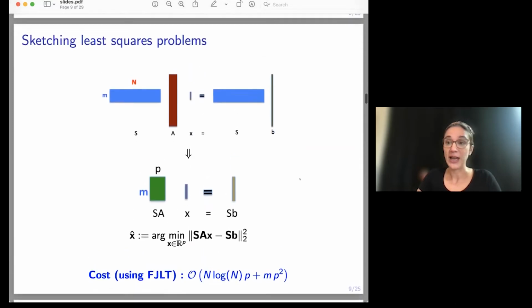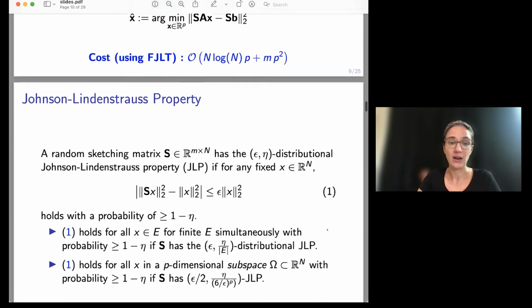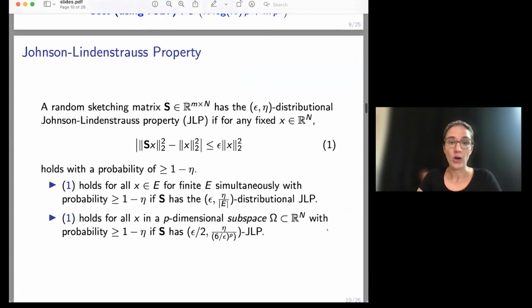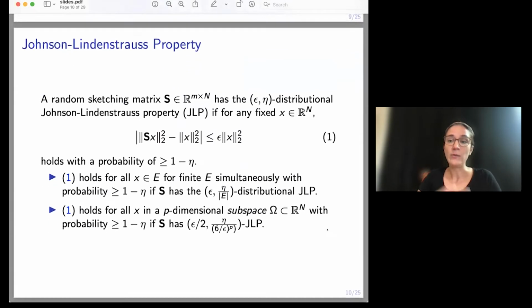And so the question is, at what cost? We're going to lose a little bit of accuracy for this improved cost. What is the cost? One way to try to understand it, in a more general setting than just the least squares setting, is to understand the basic, what's called distributional Johnson-Lindenstrauss property for a sketching matrix.